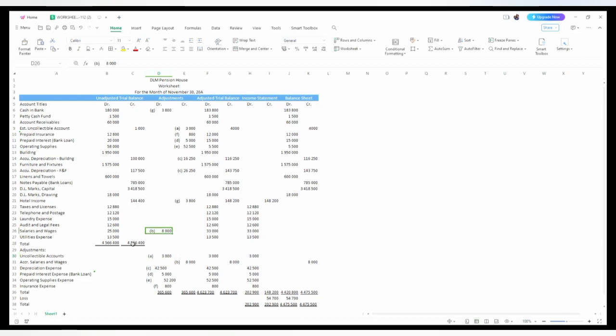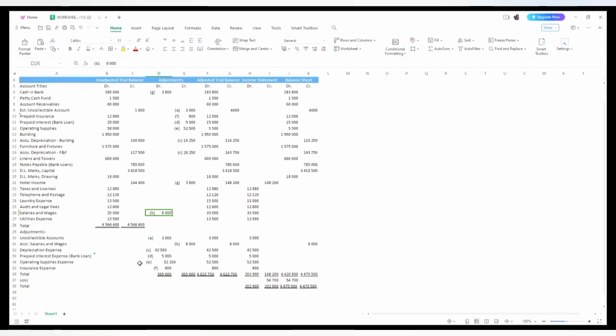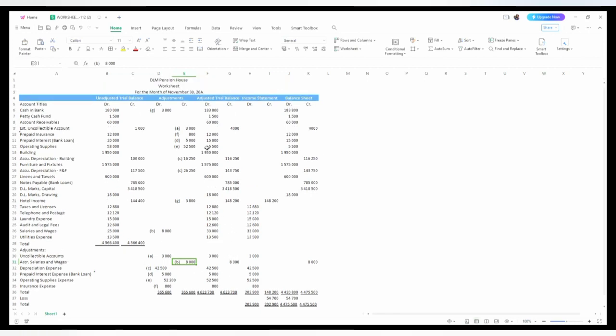We had it on a debit, 8,000. And here, when we plotted it, accrued salaries and wages, which is 8,000, same as here at the debit. So now let's proceed with the letter C. Building is depreciated at 10% while furniture and fixtures at 20% annually.